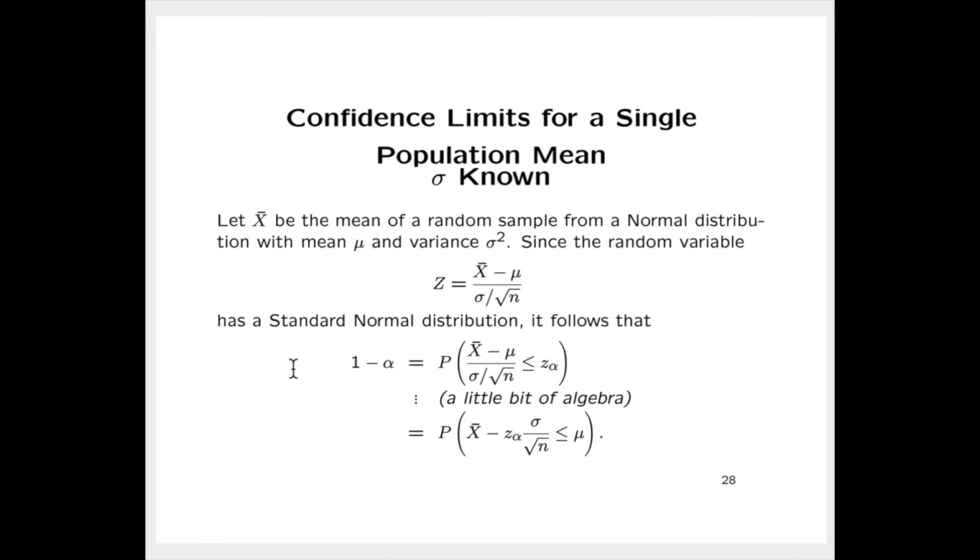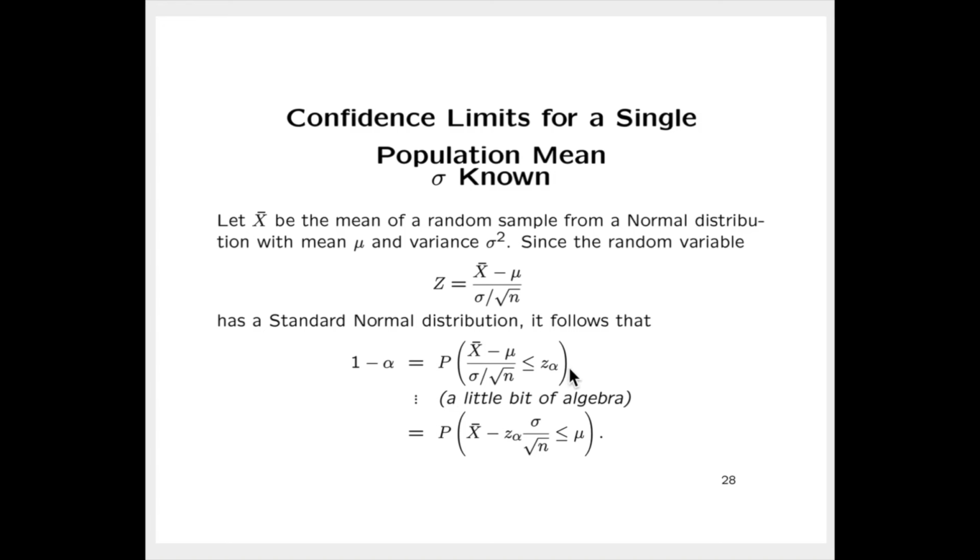Now, because of that, the following result obtains: the probability that this standardized version of x bar, so we could just as easily put in z right here, right? The probability that capital Z, the standard normal random variable, is less than or equal to z sub alpha, by definition of z sub alpha, is equal to 1 minus alpha. That implies that the probability that x bar minus mu over sigma divided by the square root of the sample size is less than or equal to z sub alpha is also 1 minus alpha.